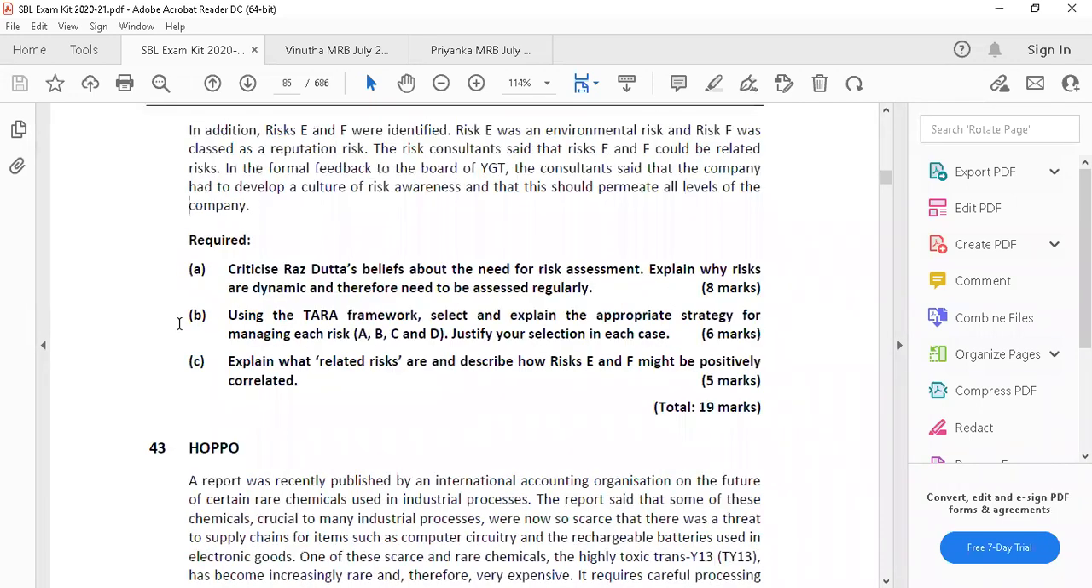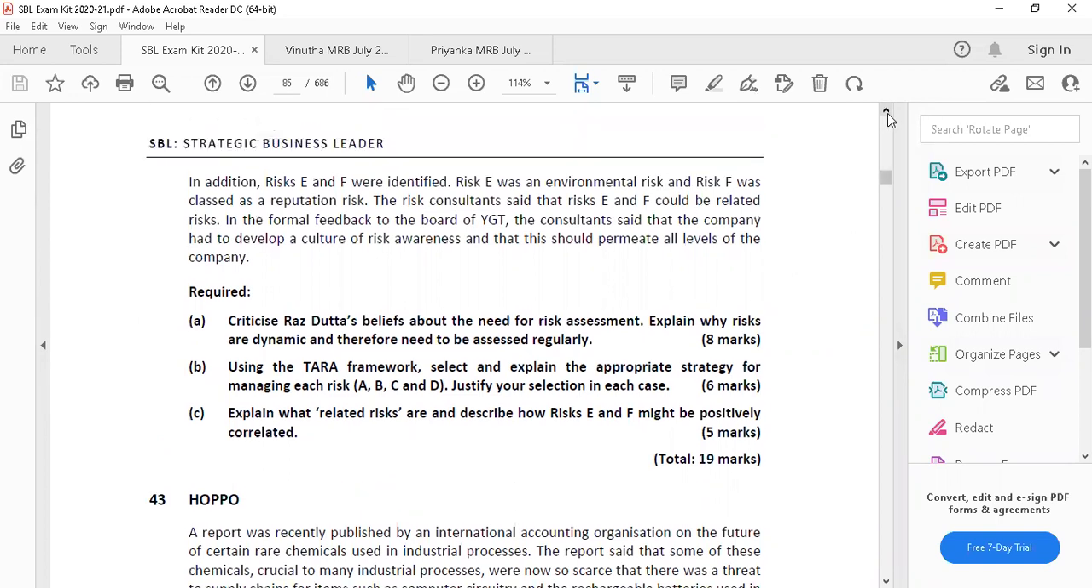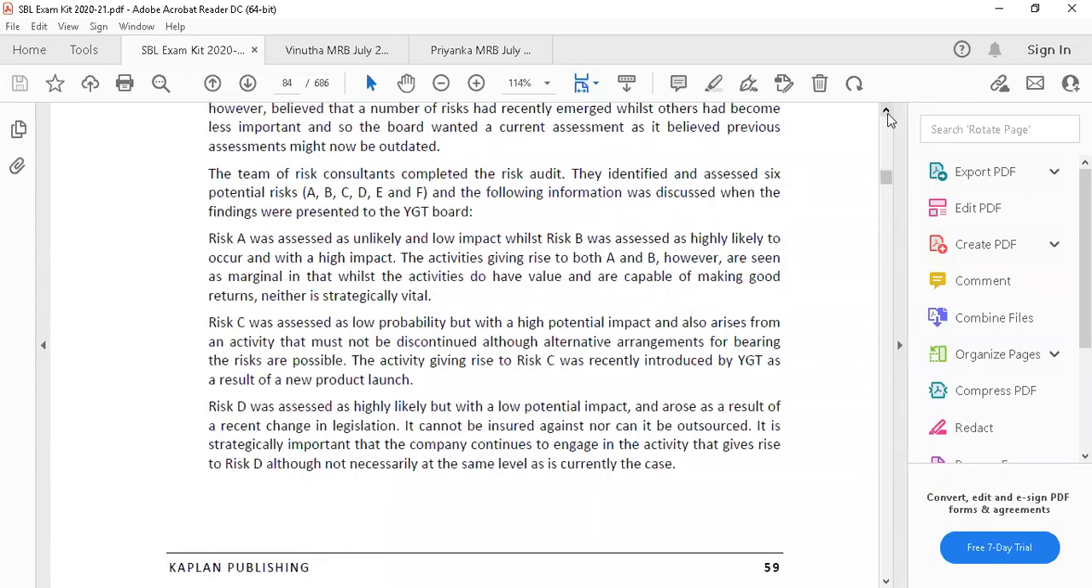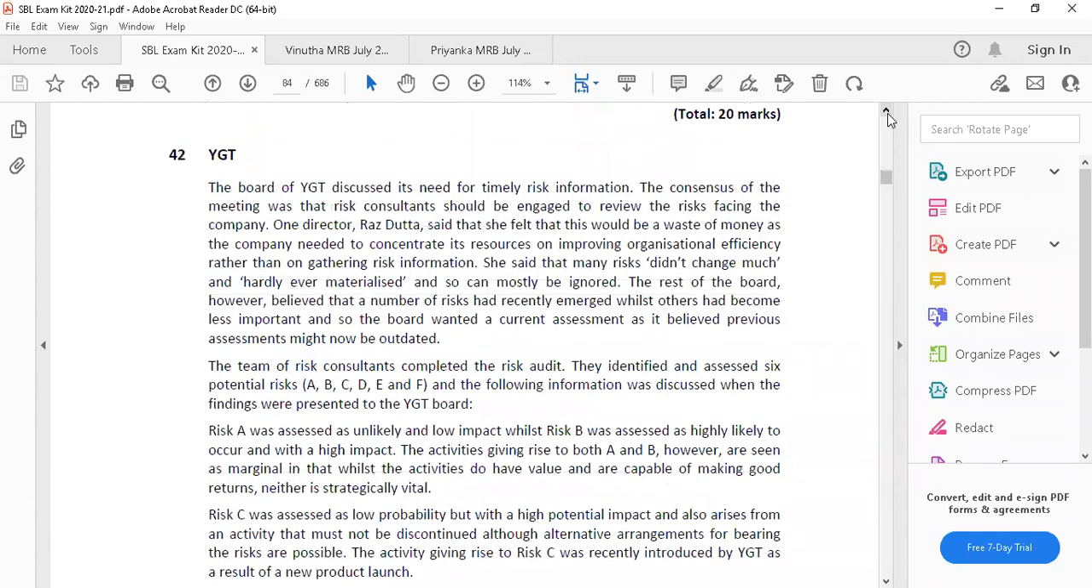This question asks: using the TARA framework, select and explain the appropriate strategy for managing each risk A, B, C, and D. So we'll take up this particular question. We'll first read through this case study, understand what's given, and then attempt to answer the questions given here.